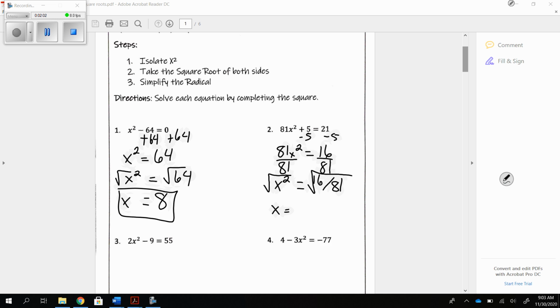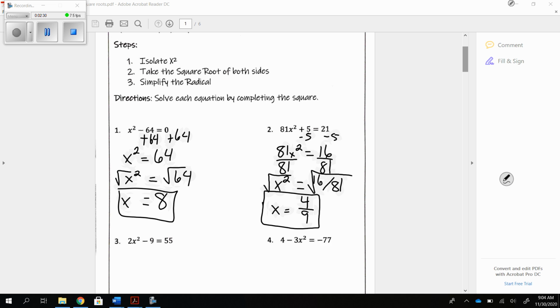Now, because the square root of x squared is x, let's break down the other side. 16 over 81. That might look scary, but let's take the square root of each. What is the square root of 16? 4. All right. And what is the square root of 81? 9. Boom, there's our answer. So when you see a fraction, don't panic, just square root both of them.